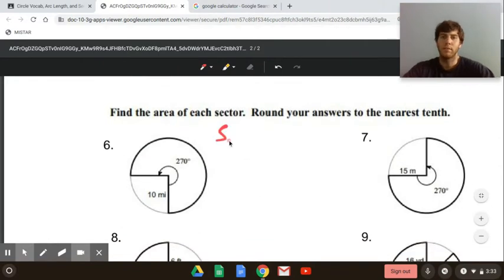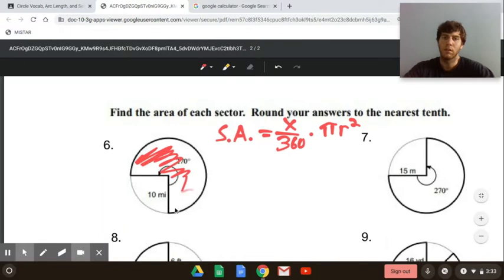Our sector area formula was x over 360, the part of the circle, times the area of the circle, which was pi r squared. We aren't looking for the area of the whole thing. We're looking for the area in this bold region. The area of the whole thing is pi r squared, but we only want part of it. So we do our central angle over 360. We want 270 degrees out of 360, which ends up being 3/4.